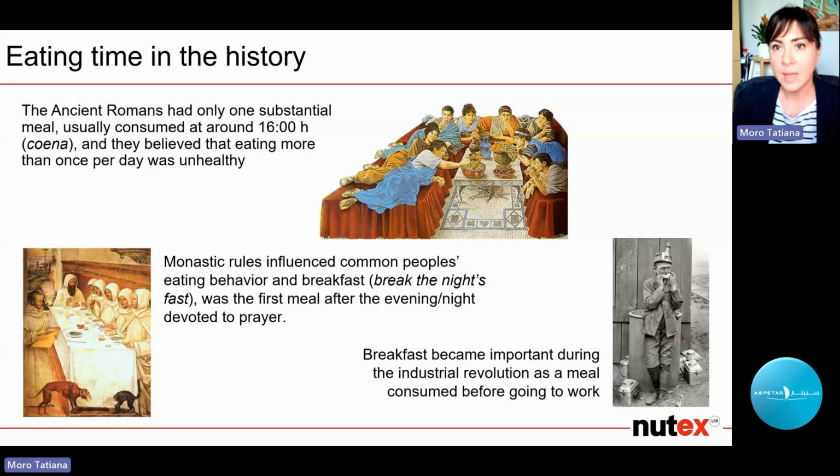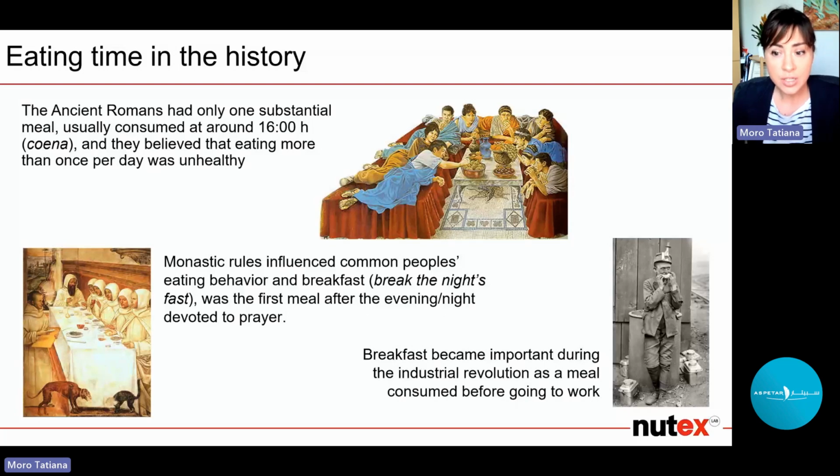The idea that the daily food intake should be divided into 3 square meals, so breakfast, lunch, and dinner, is actually very recent. The introduction of breakfast in our culture came from the monks, because that was the meal that interrupted the night fasting, during which they used to pray and meditate. Indeed, breakfast literally means break the night fast. Breakfast became even more important during the Industrial Revolution because it was the main meal consumed before going to work.